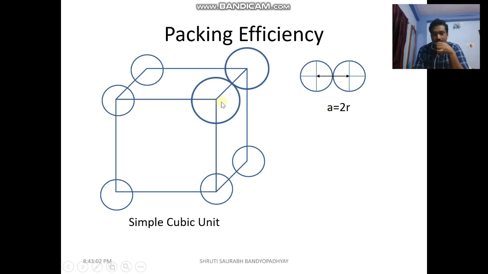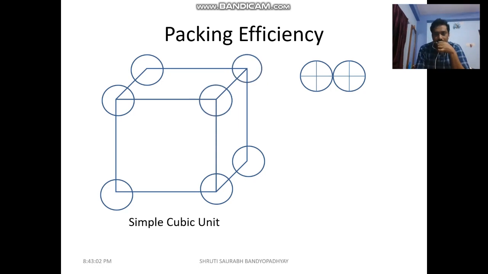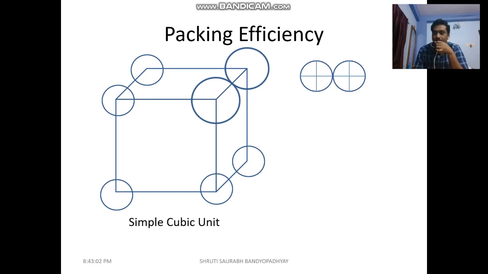Simple. I am repeating once again in the animation, particles are touching each other along the side of the cube. This is the feature of the simple cubic unit cell. We have learned body centered cubic unit cell and face centered cubic unit cell. This is not the feature of those unit cells. This is possible only in the case of the simple cubic unit cell, that particles are touching each other along the side of the cube. Clear?